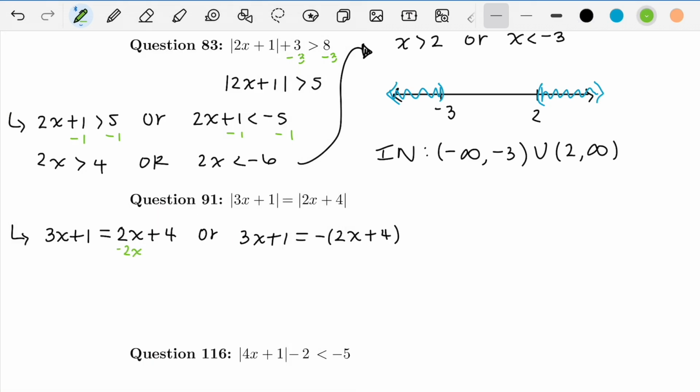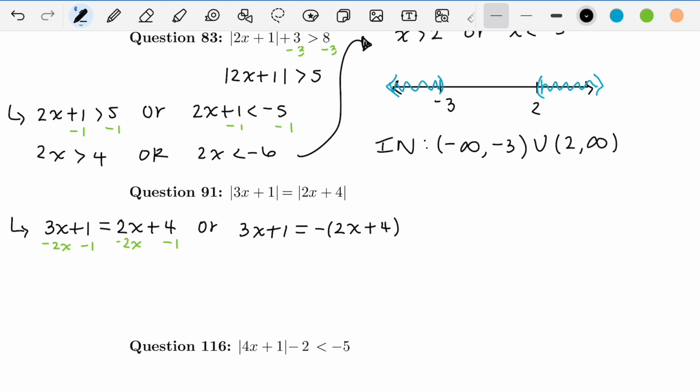I'm going to subtract 2x on both sides of our equation, and in the same step, I'm also going to subtract 1 on both sides. Right? If that's too confusing, you don't have to do that in one step. You can do it separately. But I'm just going to do that to save room.